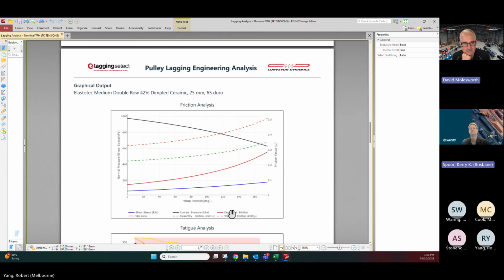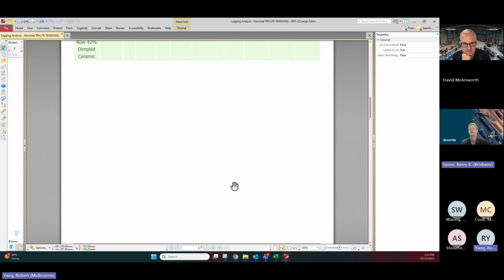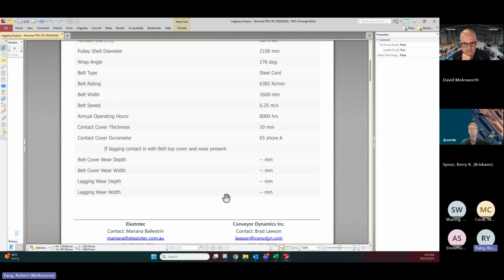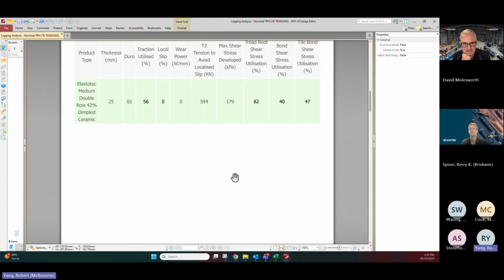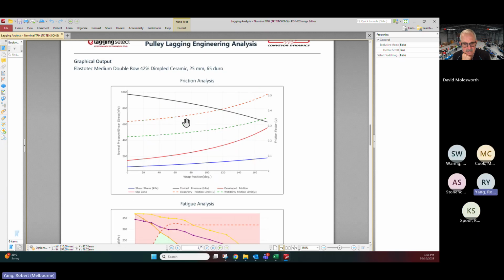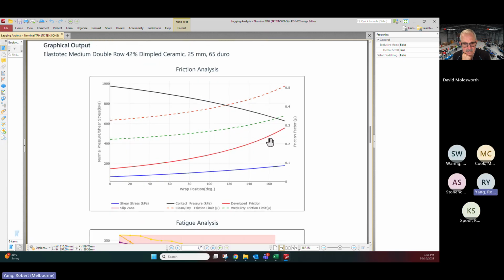Okay. Yeah. So for that pulley, like I said earlier, I used the online tool to do the friction analysis and the fatigue analysis. What I couldn't work out was the conveyor was designed using 0.55 as the friction factor to size the take-up. Does this graph help us determine what the friction factor we should be using? Because that's something that I couldn't work out.